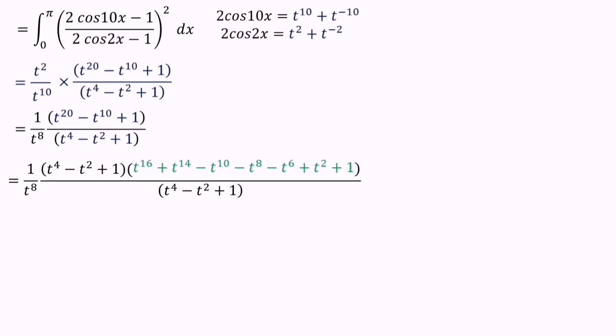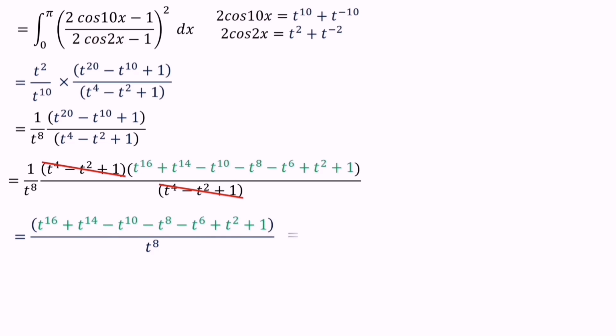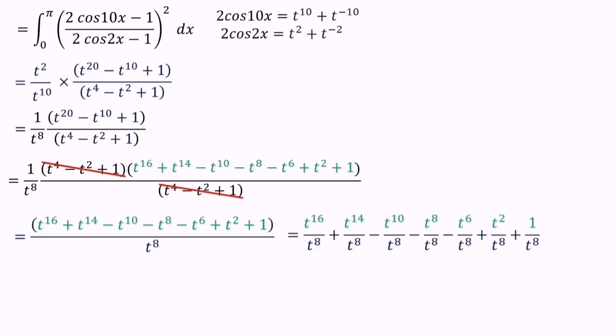Now we can cancel out the numerator value t to the power of 4 minus t squared plus 1 against the denominator value t to the power of 4 minus t squared plus 1. After that, we can divide all the terms of the numerator by the denominator value t to the power of 8. Then we can get the result t to the power of 8 plus t to the power of 6 minus t squared minus 1 minus t to the power of minus 2 plus t to the power of minus 6 plus t to the power of minus 8.